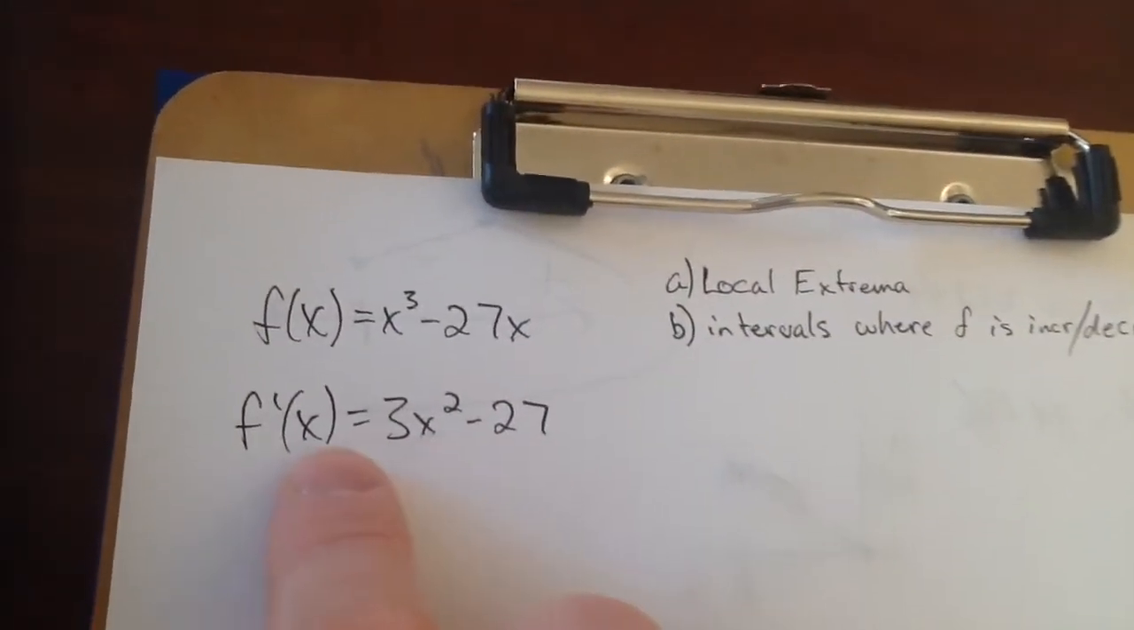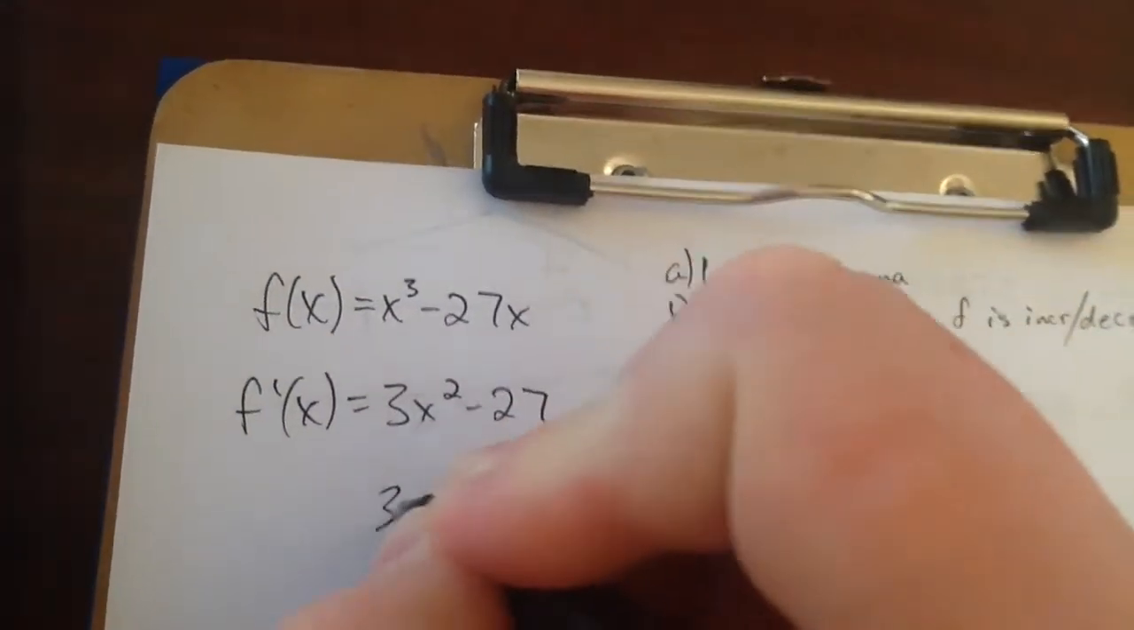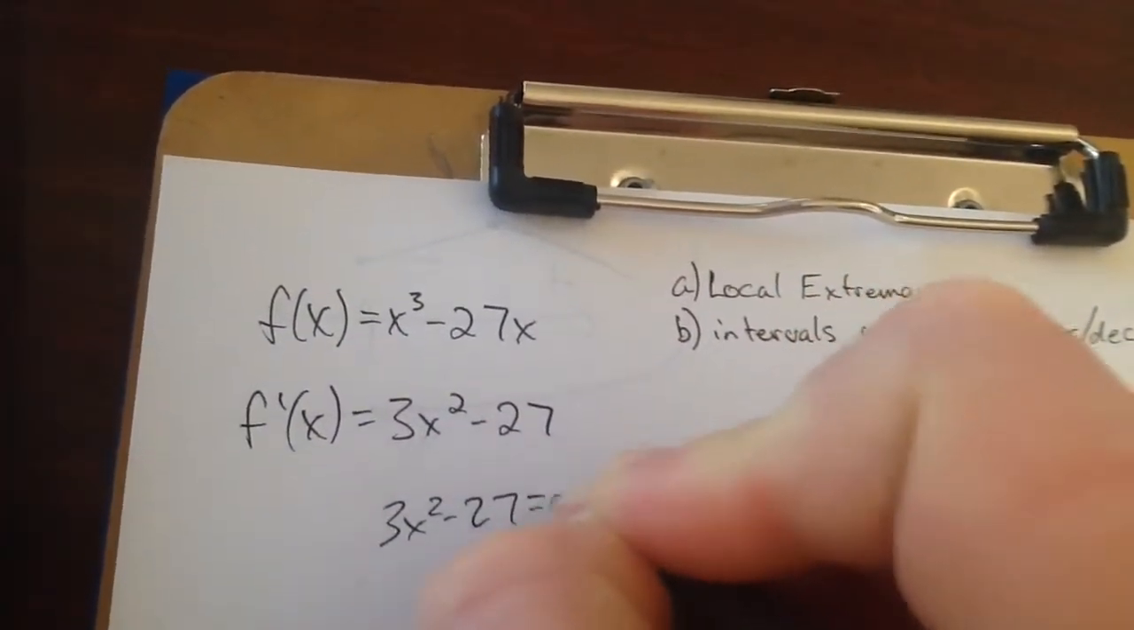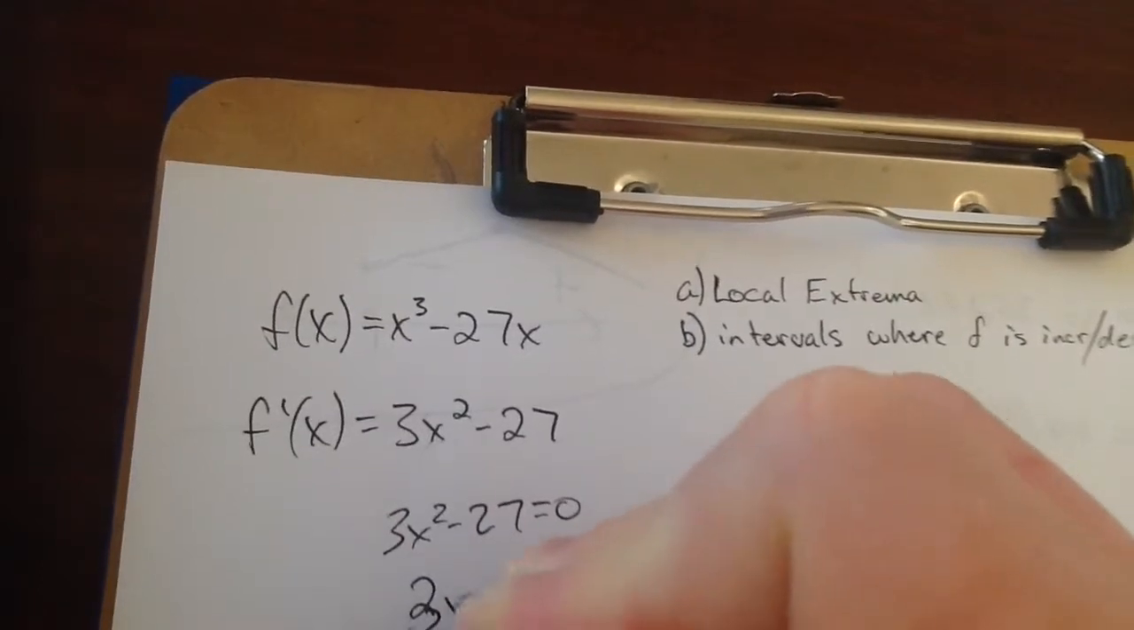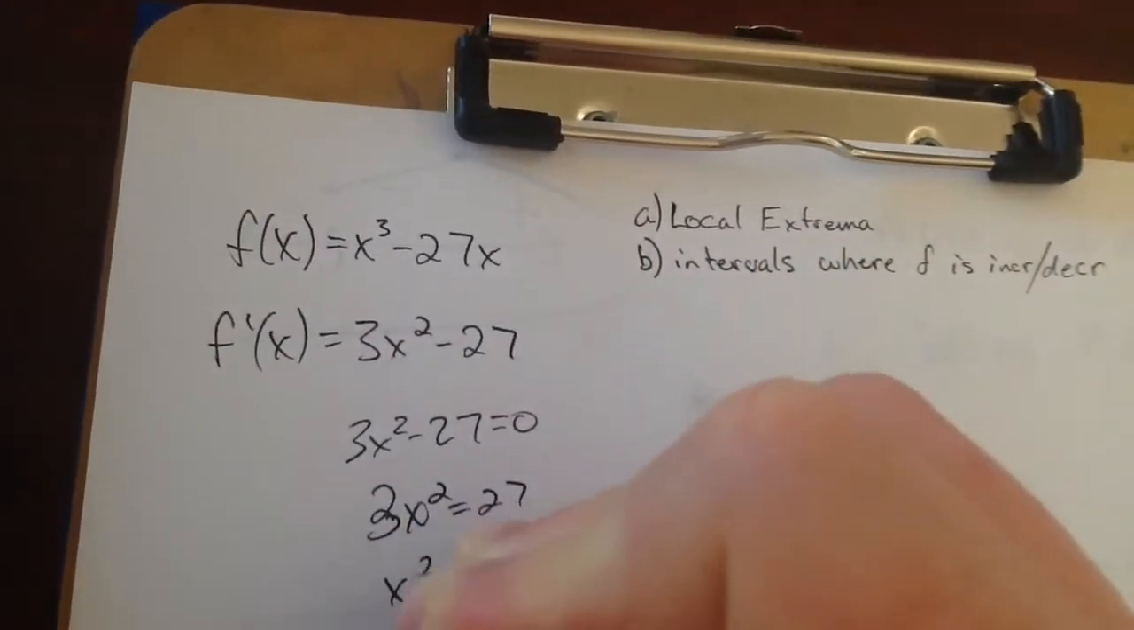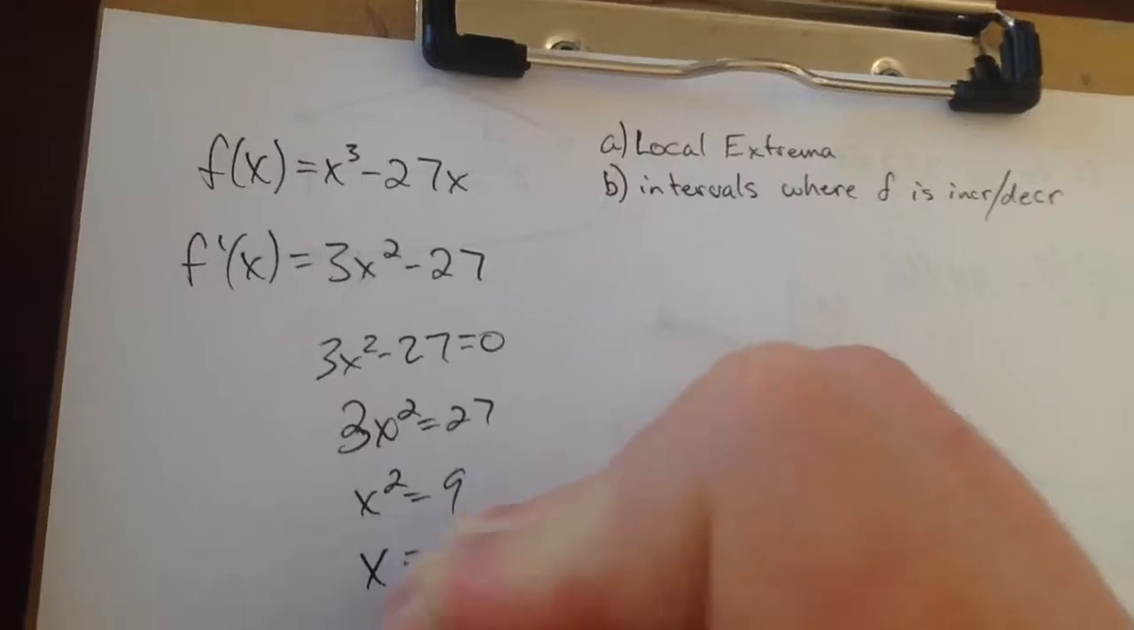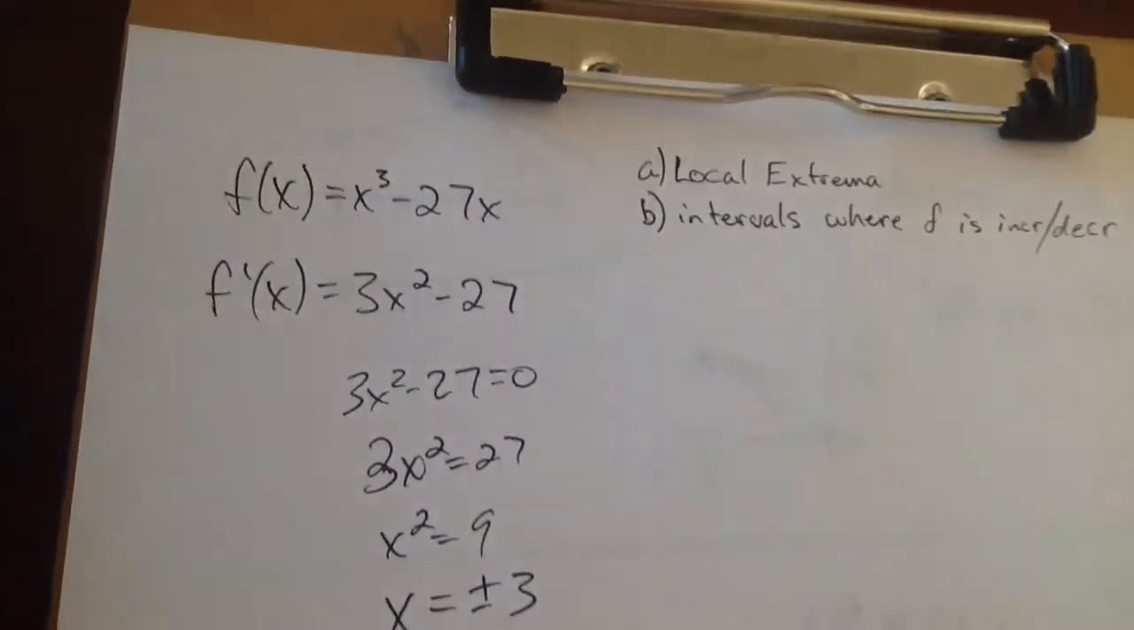So what we care about is where the derivative is 0. So 3x squared minus 27 equals 0. Add 27, divide by 3, square root it, so I get plus or minus 3.